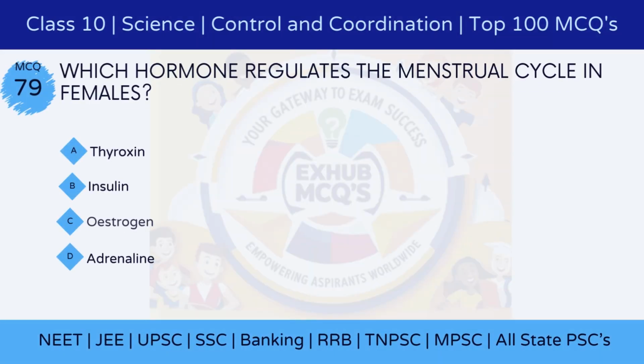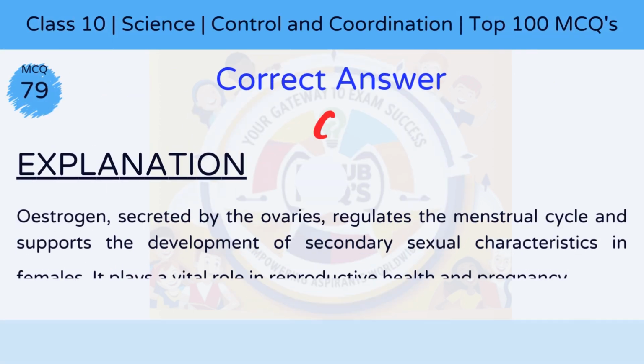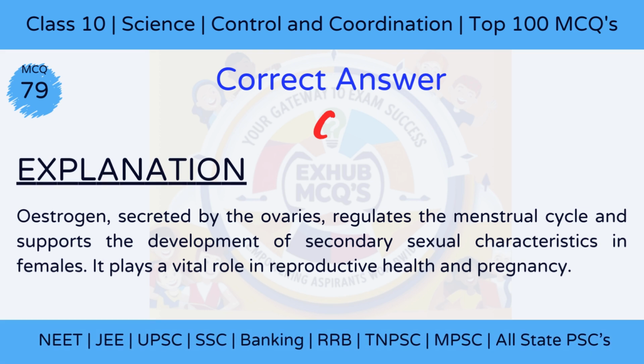MCQ 79. Which hormone regulates the menstrual cycle in females? Option A, thyroxine. Option B, insulin. Option C, estrogen. Option D, adrenaline. The correct answer is option C, estrogen.